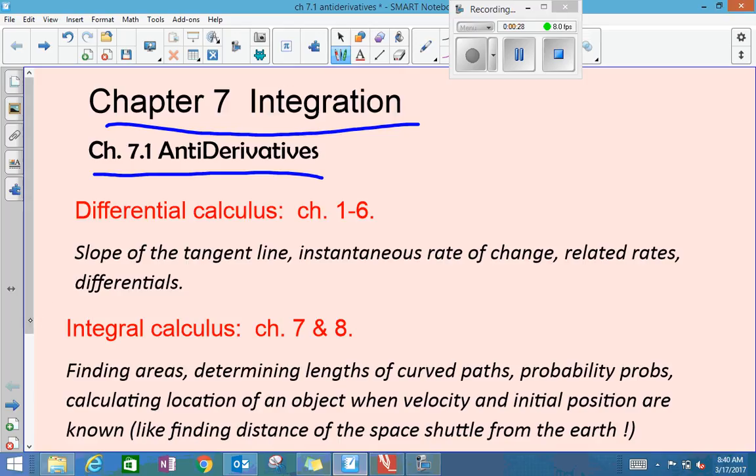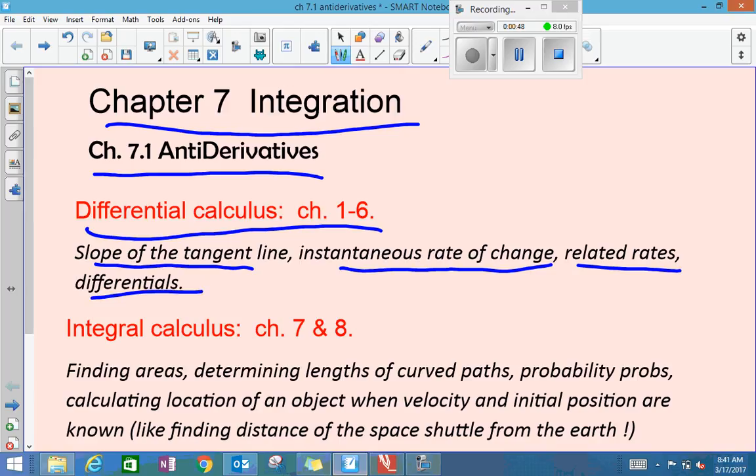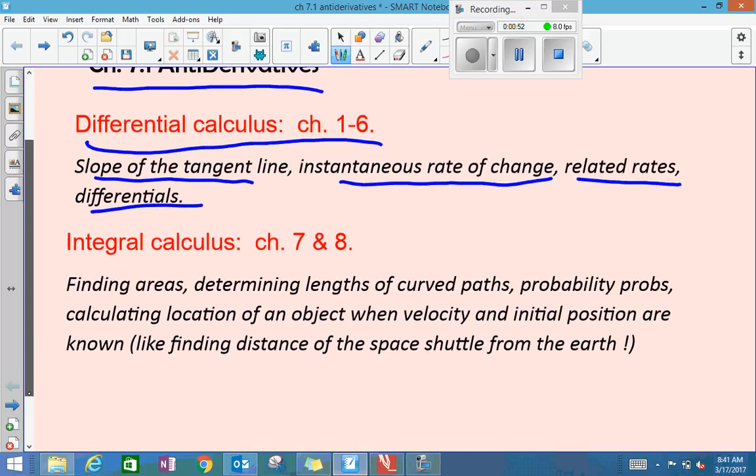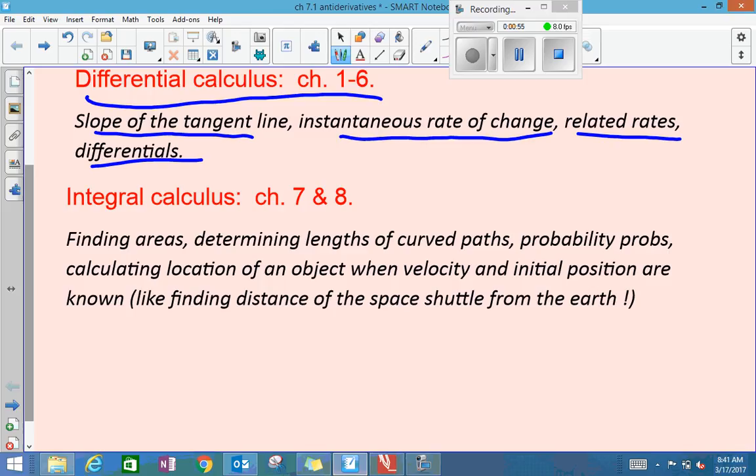So to give you kind of an overview, calculus is basically broken into two main concepts: derivatives and integrals. Chapters 1 through 6 so far have been focused on taking derivatives and using those derivatives, such as slope of the tangent line, rate of change, related rates, differentials, etc. For the rest of the year, we're going to focus on the second calculus concept, integration.